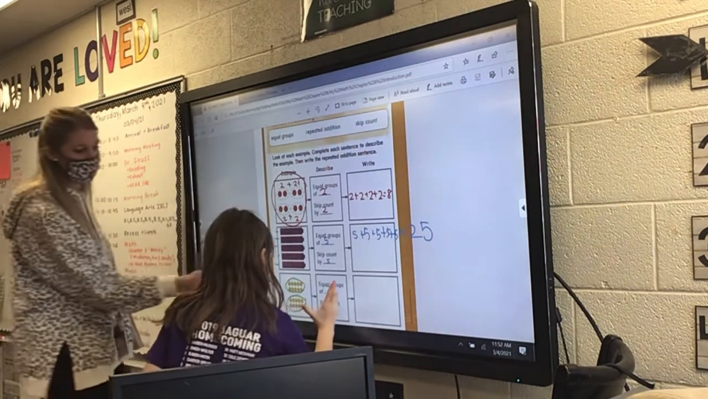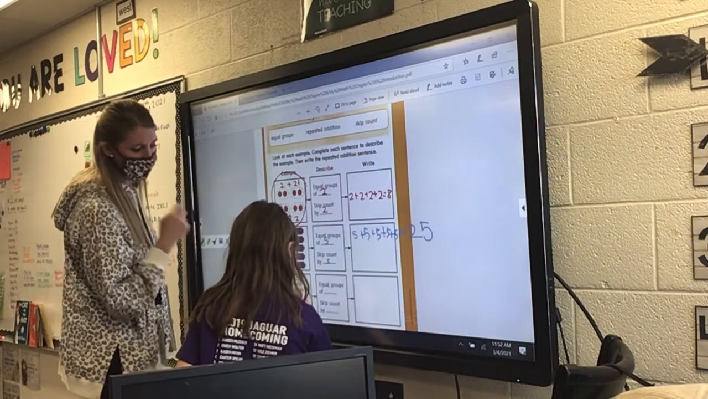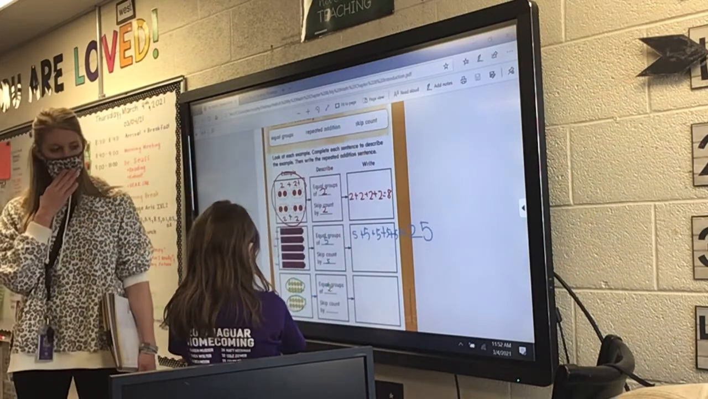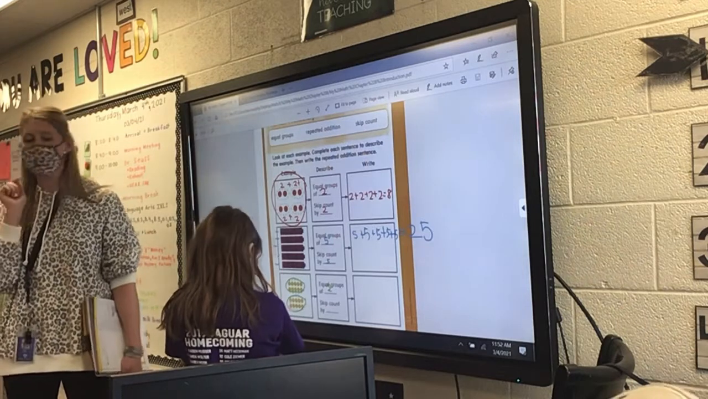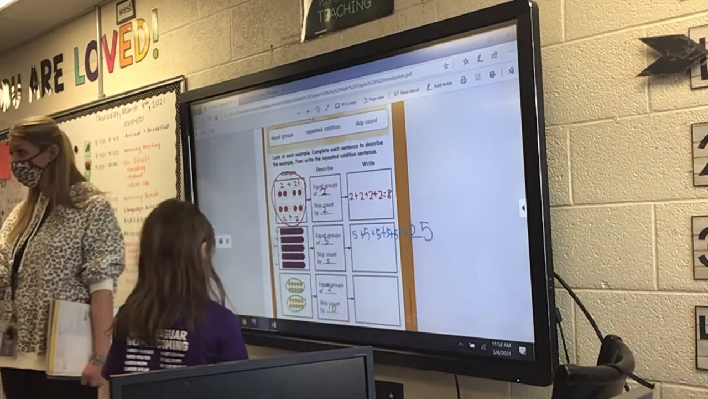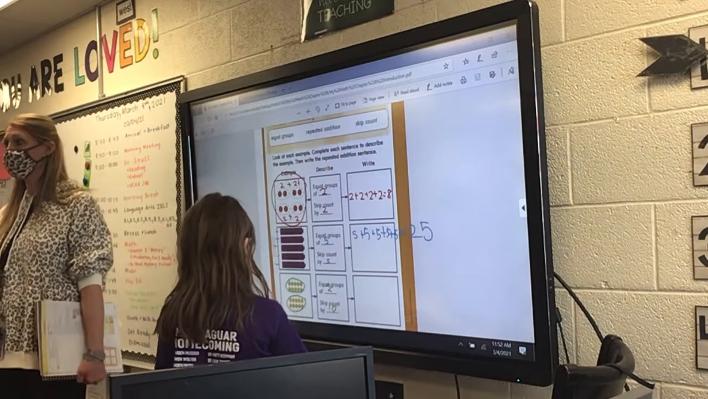There's more than 2, honey. Count them again. That would mean there's only 2 circles in a group. That would make no sense. Let her check and figure it out. There you go. There's 10 in a group. So I have 2 groups of 10.